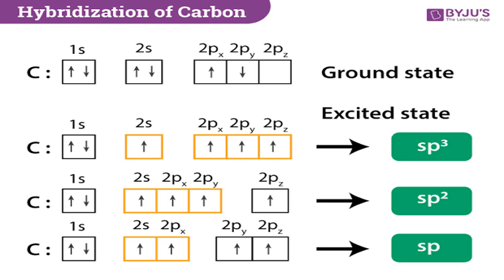So let's start with an example like methane. Methane has a number of lone pairs of 0 because it has 4 bonding electrons.